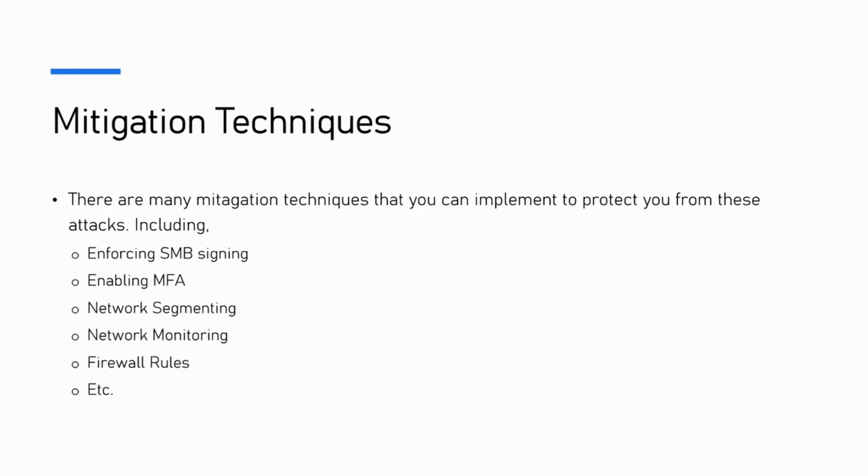We can also go into network segmenting and network monitoring, where both of these are, if they do gain access to one of these, with the segmenting, they'll only have access to a certain portion of our network, while if you monitor, you can see their actions and what they did on your system. And there's also a bunch of other ones, such as firewall rules and many other techniques that you can do to prevent SMB attacks as well.